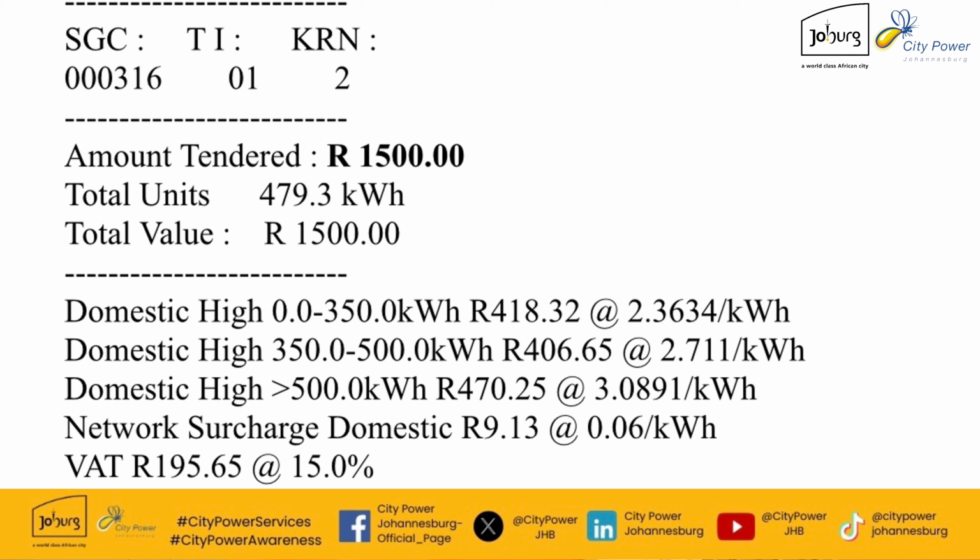The network surcharge domestic that you see on this token starts getting charged for a customer who uses 500 kilowatt hours and above. If you buy less than 500, you will not pay this kilowatt hour network surcharge. And as such, the customer will now receive 479.3 kilowatt hours because they have effectively paid off the service and the network charge.